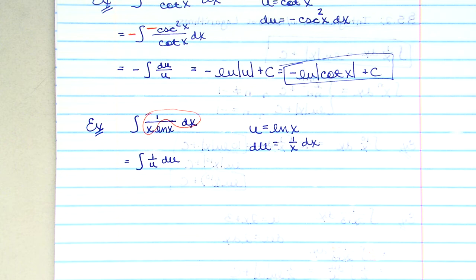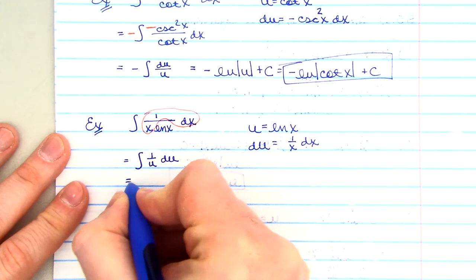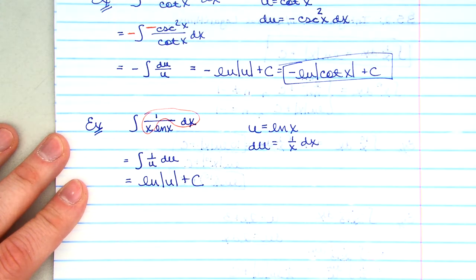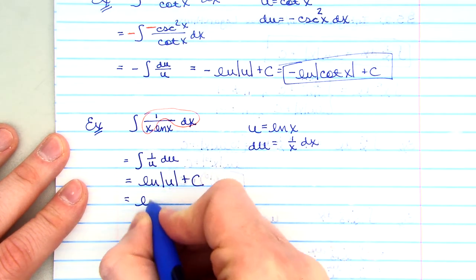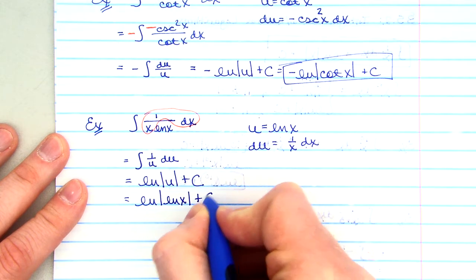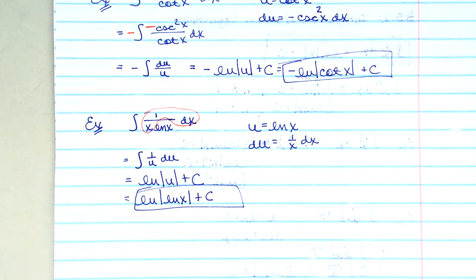Two pairs of bars? No, because the original u didn't have the bars in there. Natural log of the absolute value of u plus a constant initially. So natural log of the absolute value of, well, we're sticking a natural log inside of a natural log. That's allowed. We can do f of g of x, that's all we're doing here.